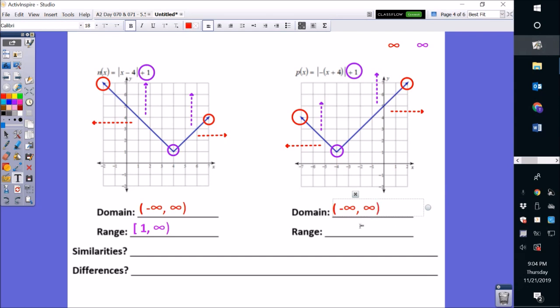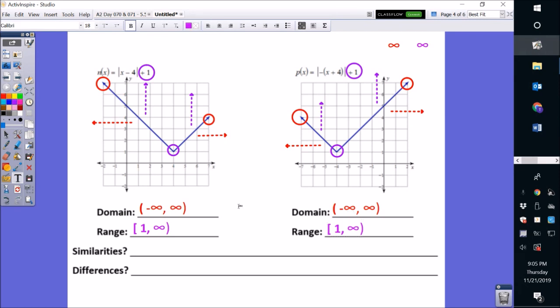So there's our domain. Now let's take a look at our range. All right, so here's the bottom of the graph. So the bottom is at positive 1. So we're going to start with bracket, positive 1, comma. And then let's take a look at the top y value. So it's going upward forever. So since it's going upward forever, that means it's going to go towards infinity. So let's include infinity into our range. And then we're going to close it with parentheses.